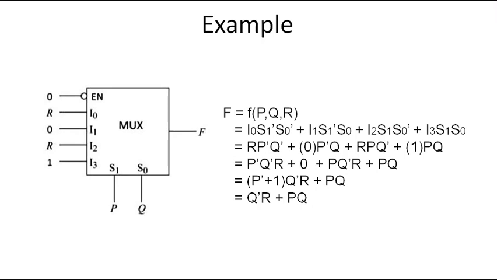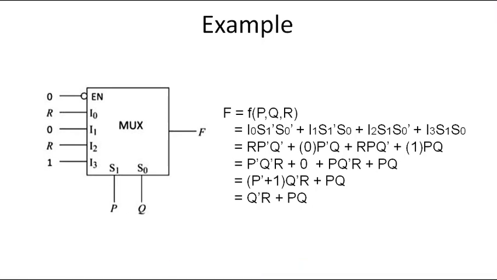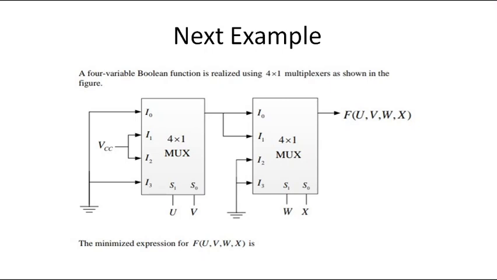This is the way to do these kinds of problems, deriving the Boolean expressions for the output of the multiplexer for given input values and selection variables. You will see so many varieties of questions regarding Boolean functions or output functions using multiplexers, and you will see those questions in the coming videos. But let me give one example. This is the example we are going to see in the next video.